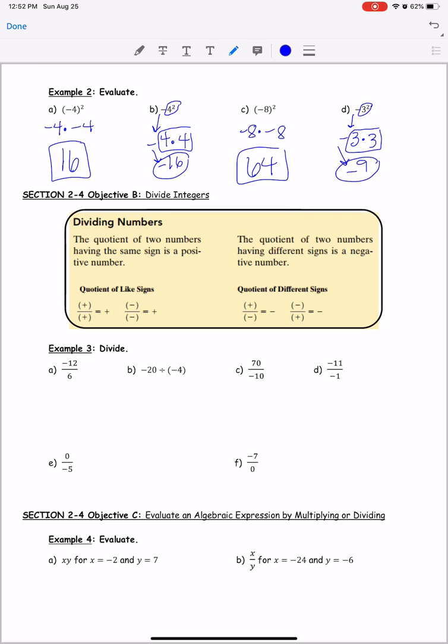So now objective B, we need to divide integers. Your rule for dividing is the exact same thing as for multiplying. When you have like signs, whether that's positive over positive or negative over negative, your answer will be positive. So same signs is still positive. Different signs, whether it's positive over negative or negative over positive, it does not matter. Your answer is negative. Same signs is positive, different signs is negative.